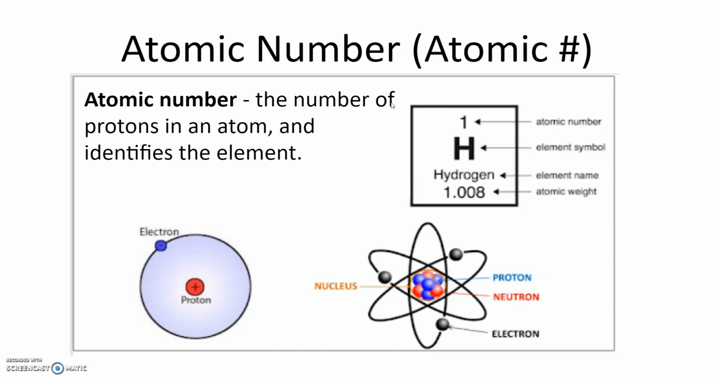All right, let's dive right into the periodic trends. The first trend is the atomic number. So just to recap what the atomic number is, the atomic number is the number of protons in an atom, and it's the property of the atom that identifies the element.